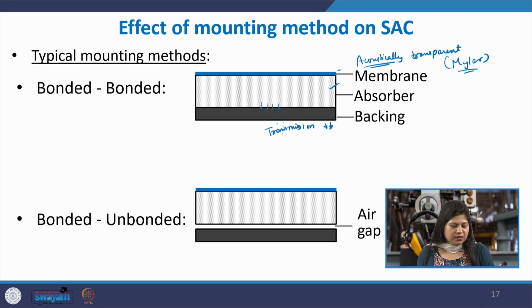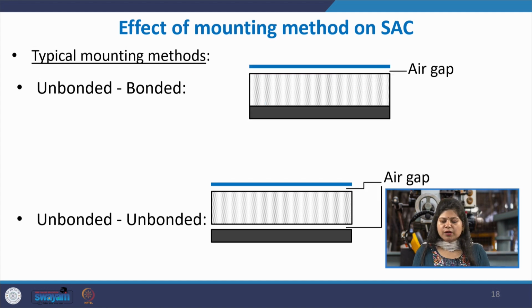The other kind of treatment is the bonded-unbonded, where you have an air gap introduced. You have a film at the exposed surface of the absorber, then you have some air gap, so immediately following the absorber you do not have a barrier backing, but rather some air gap in between. Then you have unbonded-bonded, where the exposed surface is not covered with a protective membrane, but it has a barrier backing at the back side. And unbonded-unbonded, which means that there is an air gap at the exposed surface where the sound wave is incident, and there is also an air gap at the reflected end of the absorber.